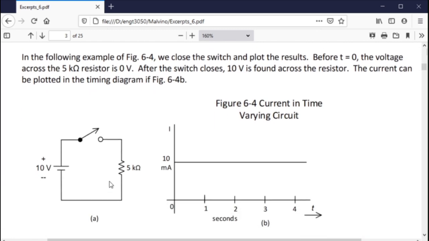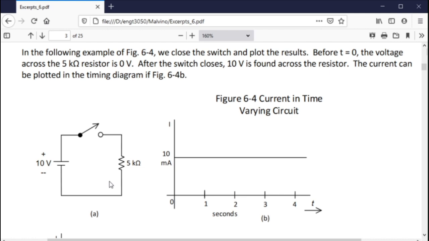Okay, so here we have a problem we talk about in the following example. We close the switch at t equals 0. Before t equals 0, the voltage across the 5 k ohm is 0. After the switch closes, we have a current that flows through it, but the full 10 volts is across it, so we have a current through it of 10 milliamps.